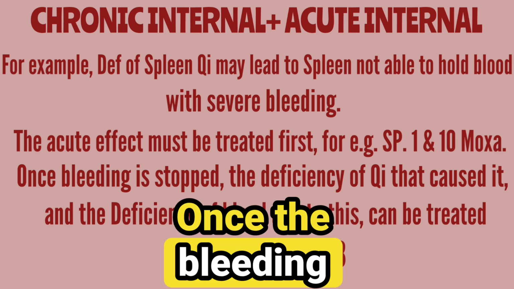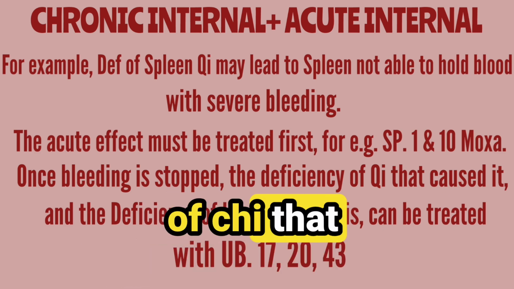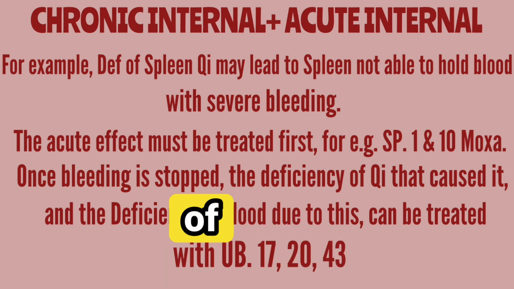Once the bleeding has stopped, the deficiency of Qi that caused it and the deficiency of blood resulting from it can be treated with points such as UB17, UB20 and UB43.